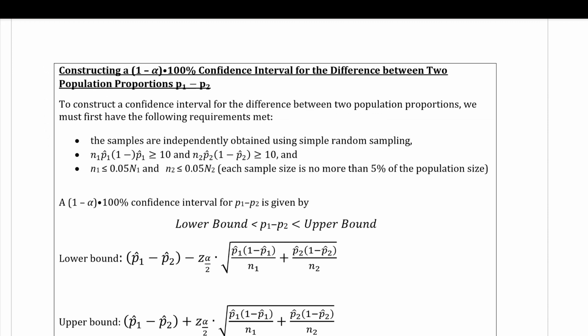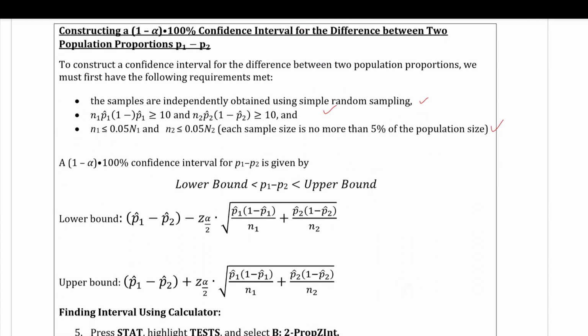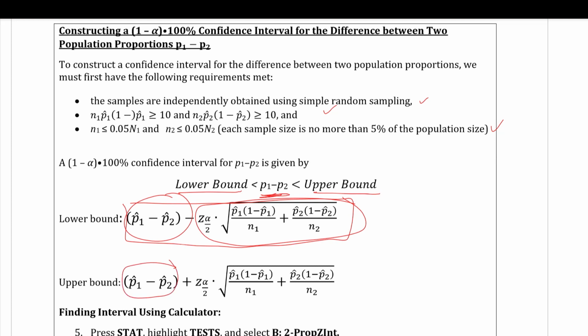Okay, so all the same conditions have to be met, just like before. And for a confidence interval for a difference between two proportions, we have a lower bound and an upper bound that we need. Now your lower bound is this quantity. It's your point estimate minus your margin of error. And your upper bound would be that exact same point estimate, but in this case, plus the margin of error. Same thing, just like in the previous chapters.